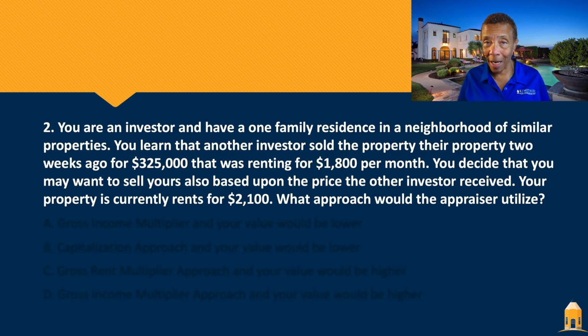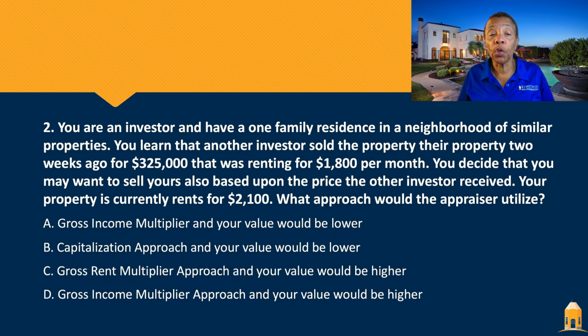Make sure you understand the question. There's a house over here that sold for $325 and it was renting for $1,800. Yours is renting for $2,100. You're like, well, I want to use the formula that they used to get the $325. Okay, so the answers: A, gross income multiplier, and your value would be lower. B, capitalization approach, and your value would be lower. C, gross rent multiplier approach, and your value would be higher. D, gross income multiplier approach, and your value would be higher.